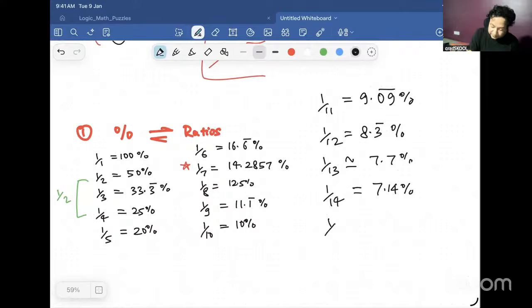1 by 15 will be equal to 6.66%. So just put a bar over 6. 1 by 15 happens to be 1/3 of 1/5.